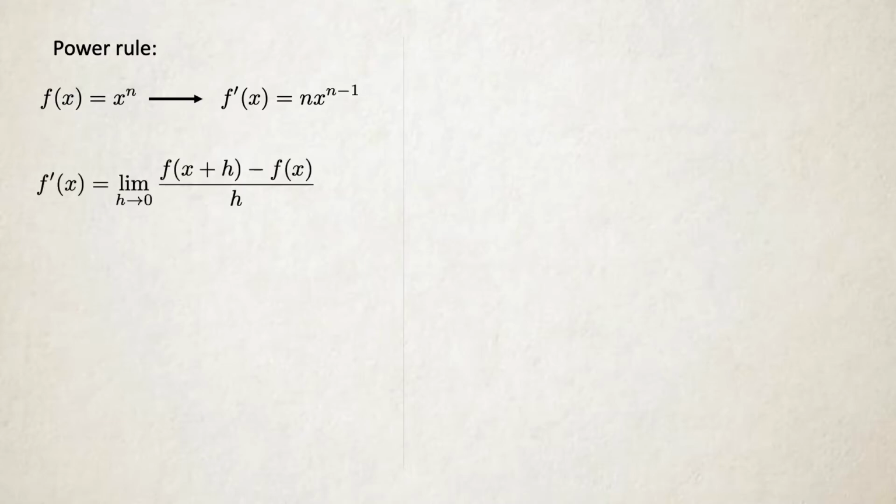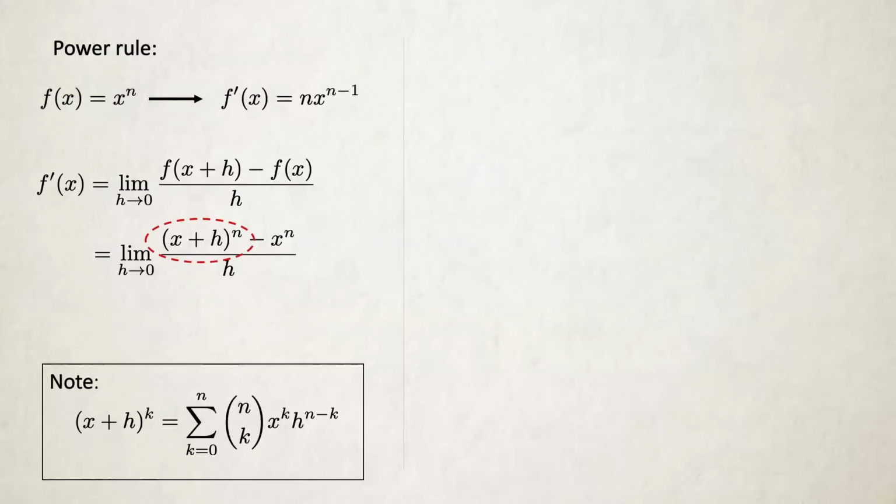Let's derive the power rule with the definition of derivative, which states f prime of x equals the limit as h approaches 0 of f of x plus h minus f of x over h. Plugging x to the n power in place of f of x, we get the limit as h approaches 0 of x plus h to the n power minus x to the n power over h.